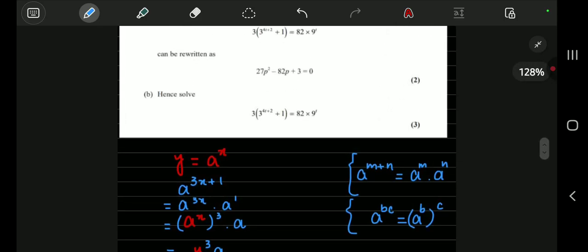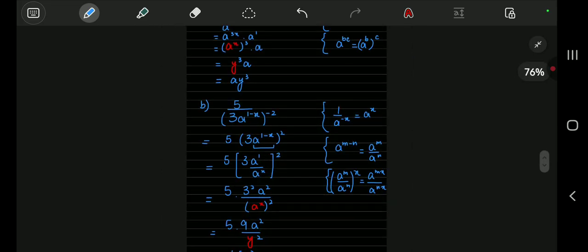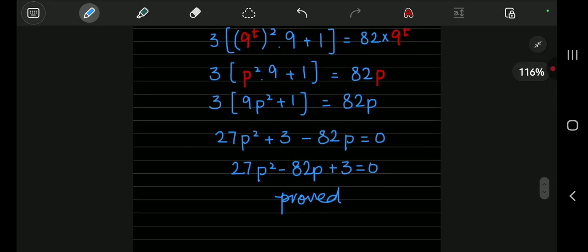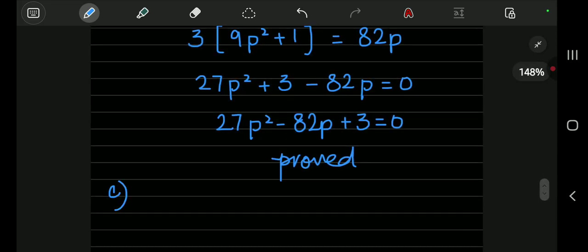Now lastly, part C, hence solve. 3 times 3 to the power 2t plus 1 equals 82 into 9 to the power t. We already proved that this is equal to this. So hence means if we solve this, it will be the solution of your 9 to the power t. Okay, let's do that. So part C says solve.